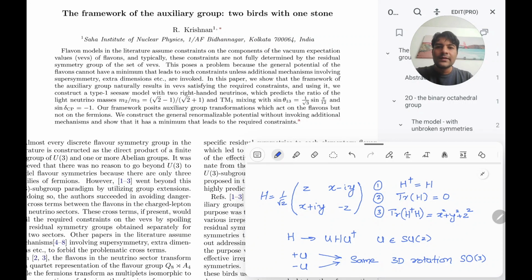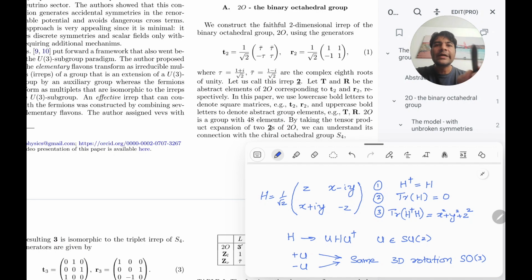Hello. Today we will talk about a group called the binary octahedral group, and this group is the starting point of the paper. The binary octahedral group is denoted by 2O, and this group is a double cover of the familiar octahedral group denoted by S4. To understand this, let us discuss what the double cover means in this context.